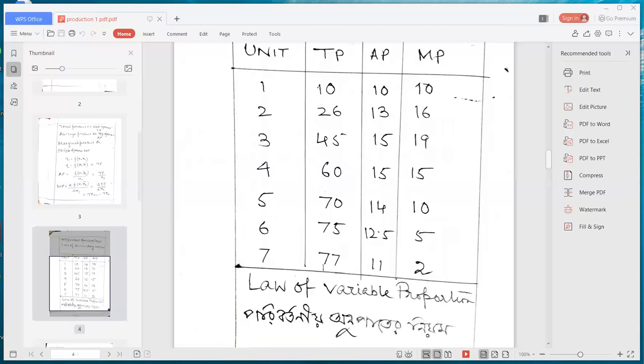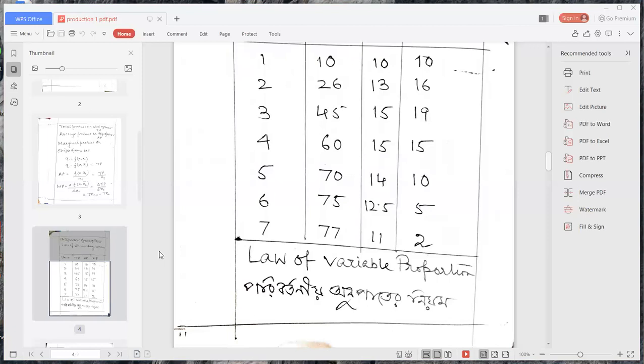TP reaches the maximum, in this case it reaches the maximum 70. At the maximum position of TP, the MP will be 0. When TP is maximum, the marginal product MP will be 0. And when TP goes on decreasing, the marginal product will be negative, or less than 0.